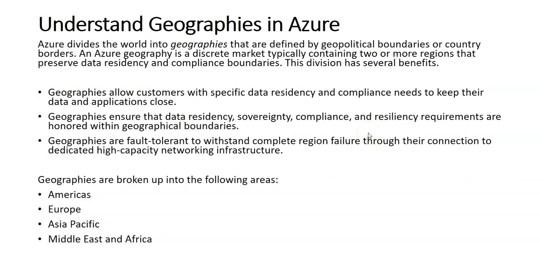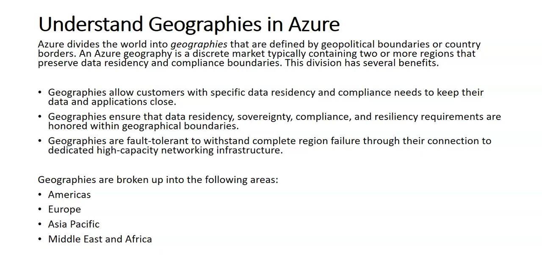Understand geographies in Azure. Azure divides the world into geographies that are defined by geopolitical boundaries or country borders. An Azure geography is a discrete market typically containing two or more regions that preserve data residency and compliance boundaries. So these geographies allow customers with specific data residency and compliance needs to keep their data and application close.